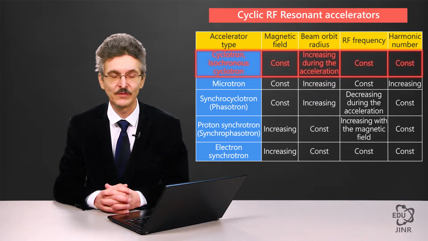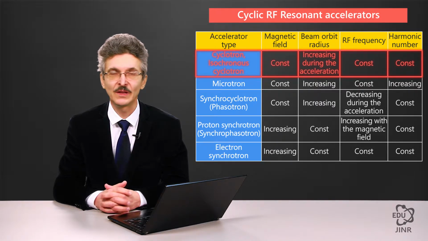The first one is a cyclotron of various modification. It has a time-constant magnetic field. With the time-constant magnetic field, the orbit radius grows when the beam energy is increased. Cyclotrons operate at constant RF frequency and at a constant harmonic number. All the electric parameters in the accelerator are constant.